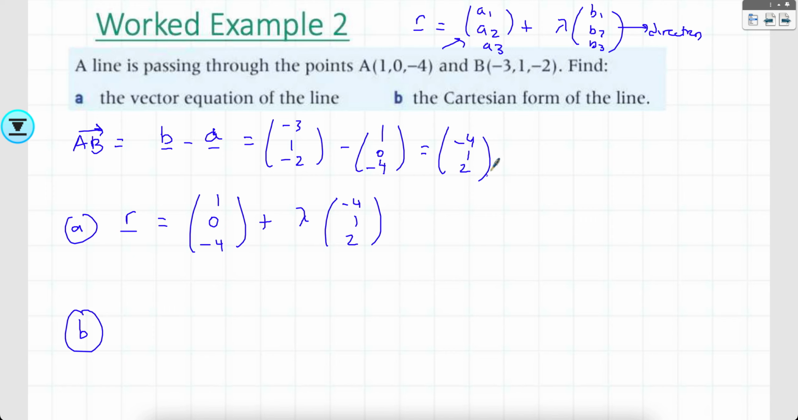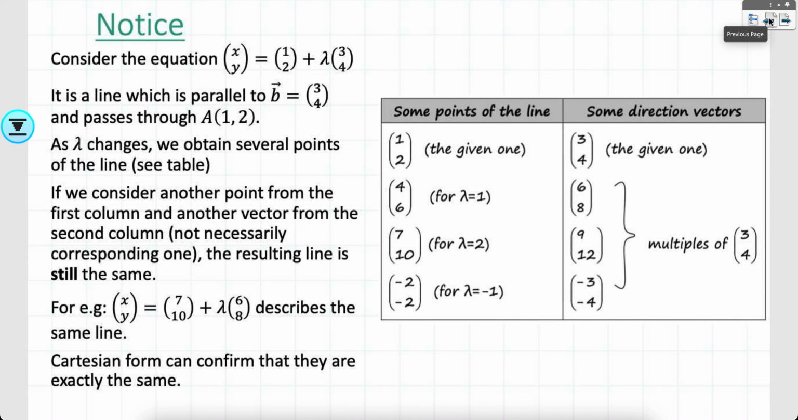Now, part B, I want to write in Cartesian form. I'll use the quick shortcut, which is keeping the denominators as these points. You can skip writing the 1 here, it's fine. And then we have the opposite signs, z plus 4. And that will be the Cartesian form of the line. So just a note on the different forms of the line, because you might start some questions differently, you might have different points and so on.